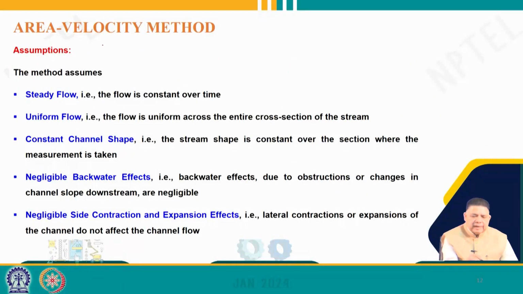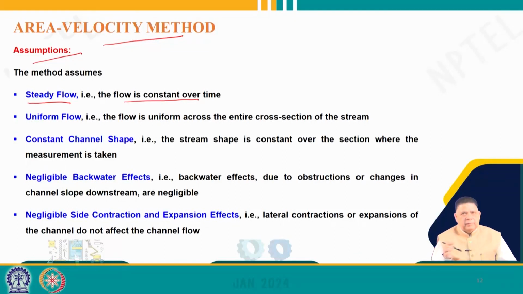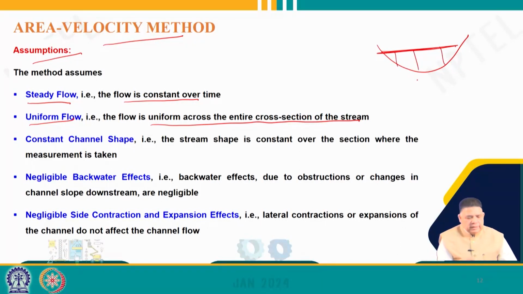Now, this area velocity method has certain assumptions behind it, that it assumes that the flow is steady, that is the flow is constant over the time. Over the time during the experimentation, there is no change in the flow. Then the flow is uniform, that is flow is uniform across the entire cross section of the stream. So, you have a cross section of the stream. So, flow does not vary from one section to the other. Then constant channel shape, the stream shape is constant over the section where the measurement is taking place. So, that means there is no sudden changes in the cross section.